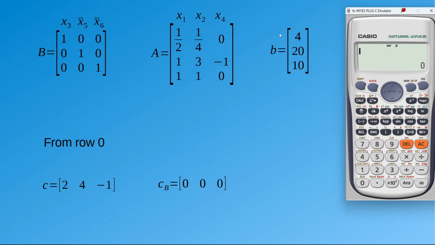Now we have to enter small b. For this we do mode 6 and we select mat C. So that's 3. Now remember one thing, this is a 3 by 1 matrix. As you can see here, in this calculator, we cannot enter a 1 by 3 matrix. So we cannot enter matrix C and CB. So let's go ahead with entering matrix B. So that's going to be 3, and that's going to be 4, 20, and 10. We are done.